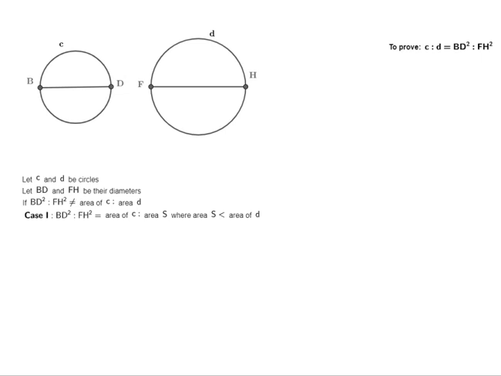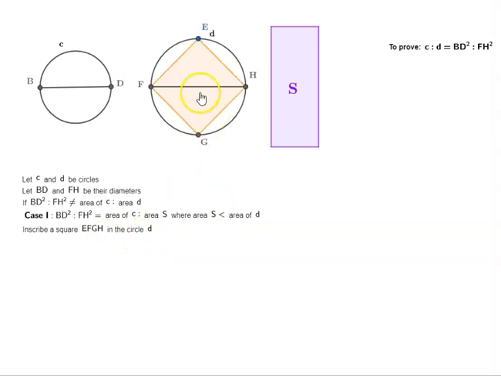So let's bring in that area S. Now the proportion that we have is BD square is to FH square is equal to area of C is to area S, where S is less than D. Now we inscribe a square EFGH in the circle D. So we have the square EFGH inscribed in the circle D.